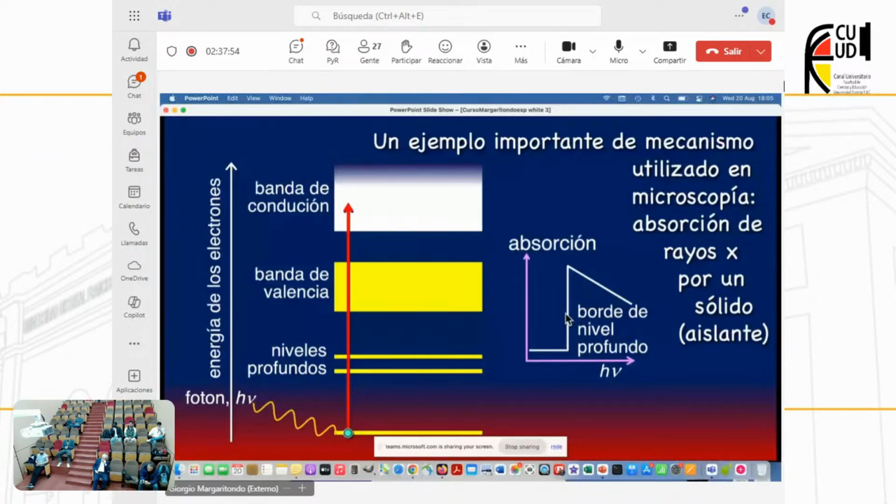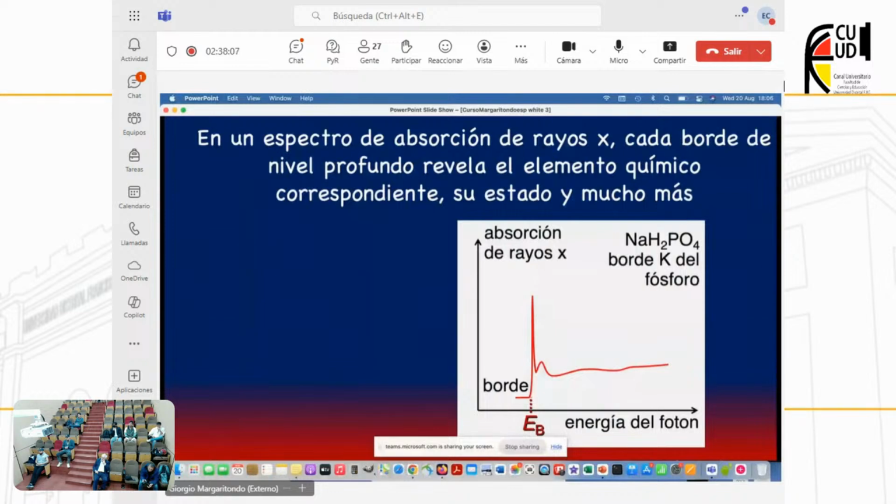It's a characteristic which is extremely important because these edges, as we can see, are revealing the presence of the core levels, which are the initial state for the transition, and each core level is related to a specific atomic species and therefore to a specific element. So by just seeing that there is an edge, you can immediately say in the sample there is such and such element. And that's the most basic information you can get with absorption.